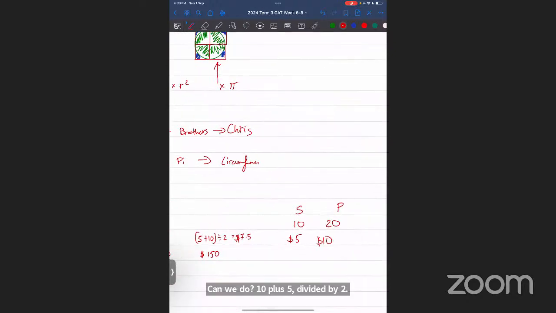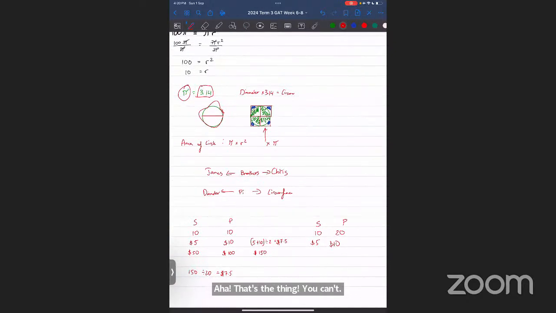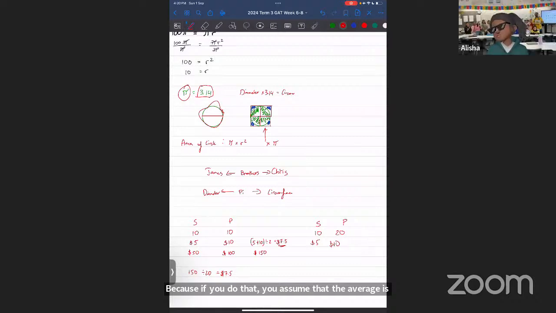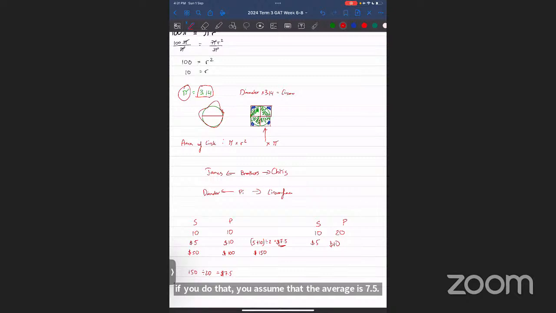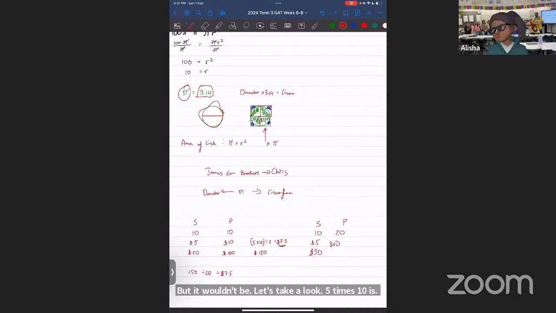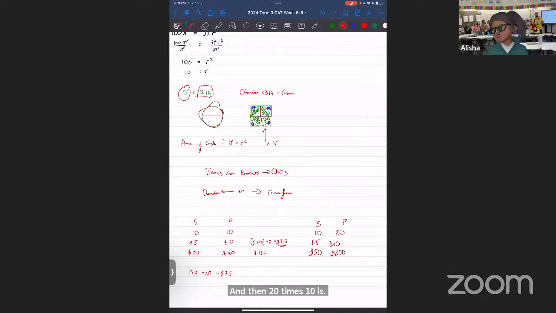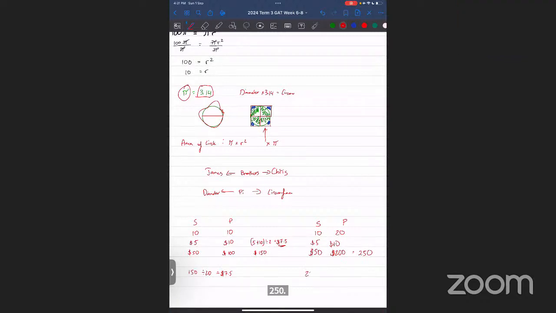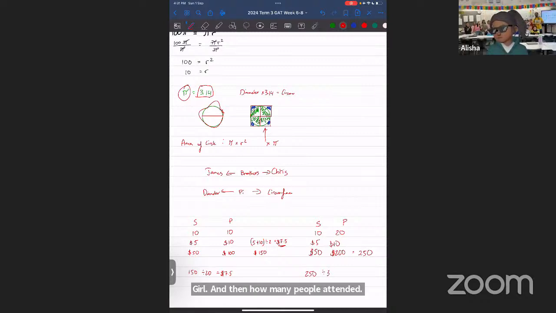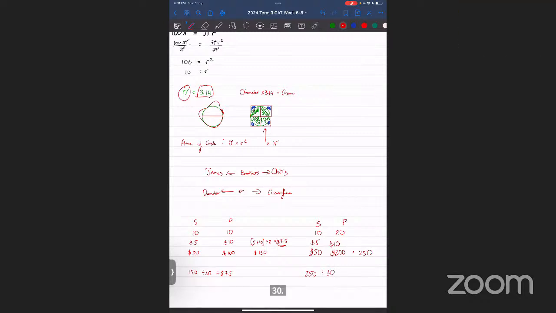Aha, that's the thing. You can't, because if you do that, you assume that the average is 7.5, right? But it wouldn't be. Let's take a look. 5 times 10 is 50. And then 20 times 10 is 200. And the total cost now is 250. And then how many people attended? 30.